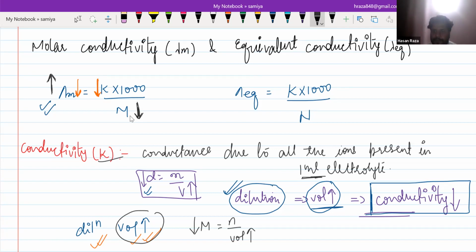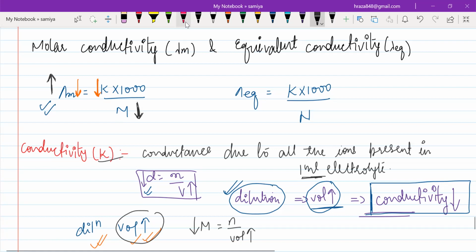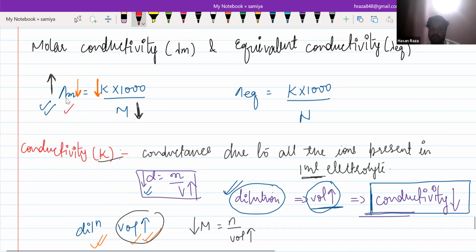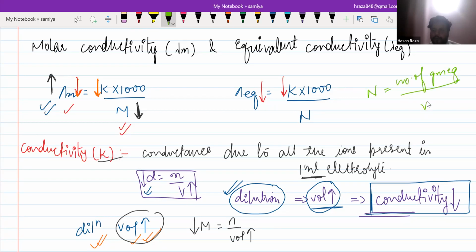So how are we going to see whether molar conductivity will increase due to the decrement of molarity, or whether molar conductivity will decrease due to the decrement of conductivity? In the same way, we can think that when dilution increases, this will decrease, this will also decrease. And if you go for normality, it also has a formula: number of gram equivalents upon volume of solution in liter. So volume increases, that means normality decreases, and if normality decreases, that means this will increase.